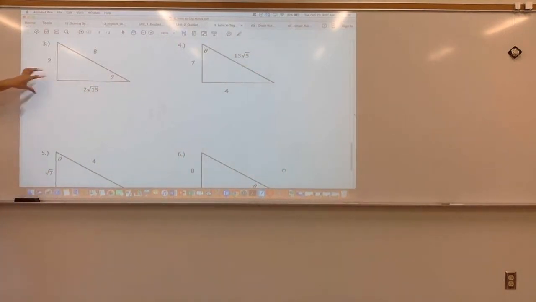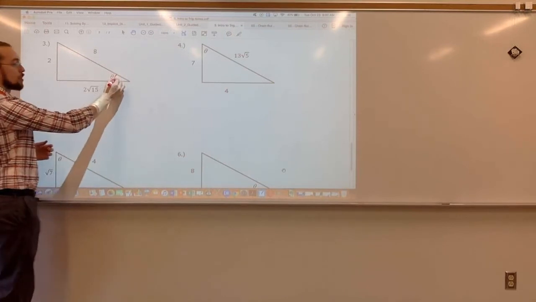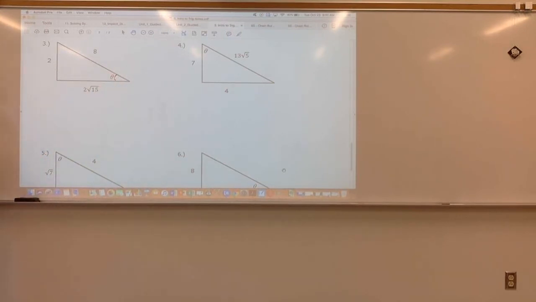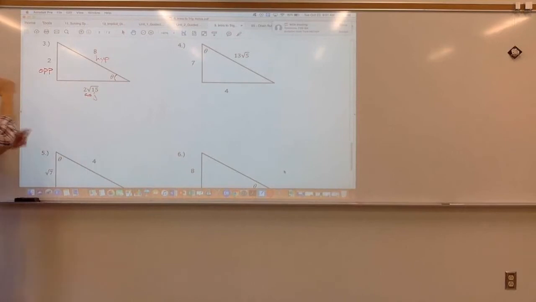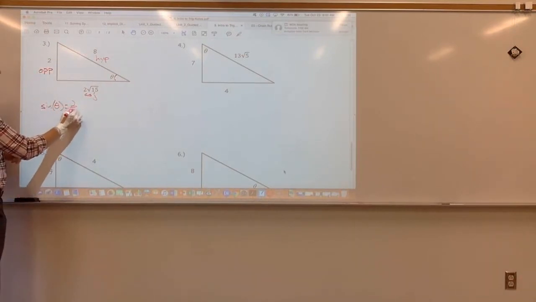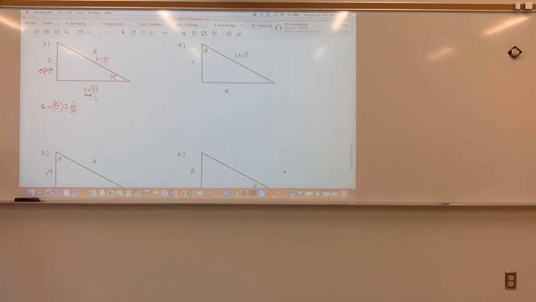Now, on number 3, this is where it might have gotten a little bit trickier. The first thing that we want to do is still label the sides: opposite, adjacent, and hypotenuse. So for number 3, I should have labeled my triangle like this. Then to write my trig functions, sine of theta, well, sine we said is opposite over hypotenuse. So 2 over 8. Does that reduce?